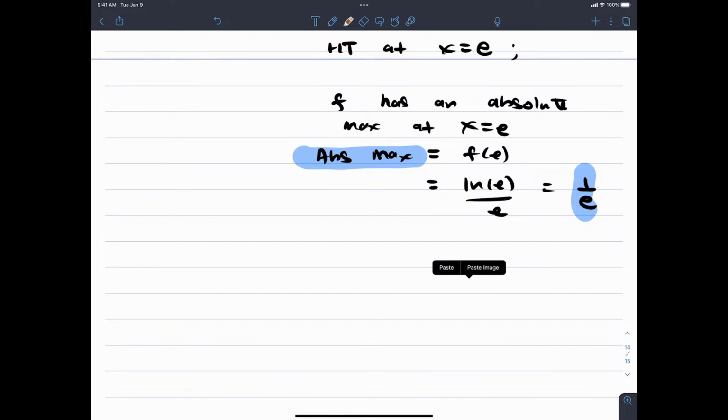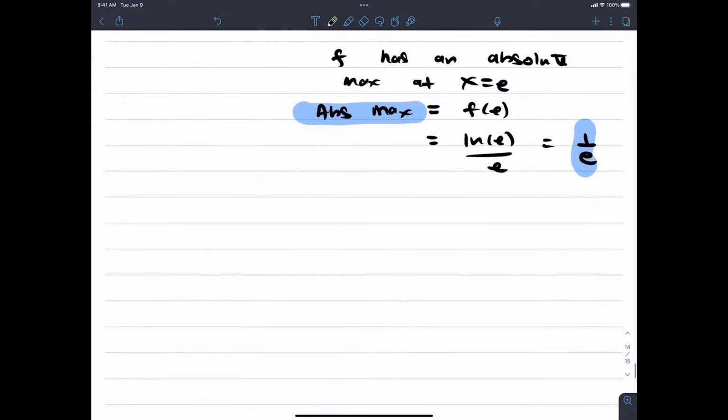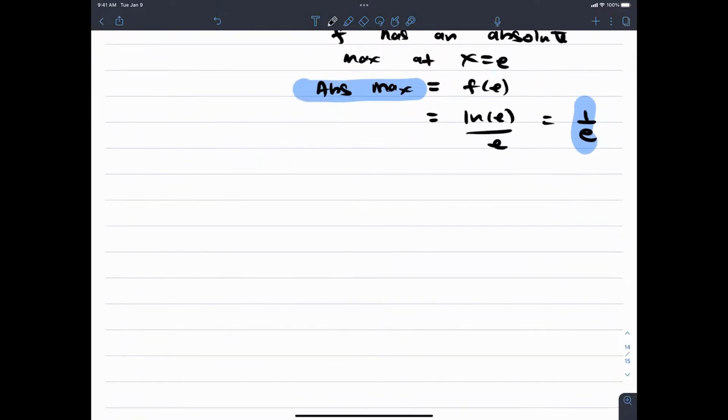Yes? When we're finding the absolute max, do we have to convert X to E, or is it okay if we just take the original function? No, when you really want to give an absolute max, you want to do it the way I showed you here. In other words, you have to evaluate the value at that function. Sometimes they put a little shorthand because there's a lot of work, but for this one, there's not a lot of work at all. So you just put natural log E over E is 1 over E.